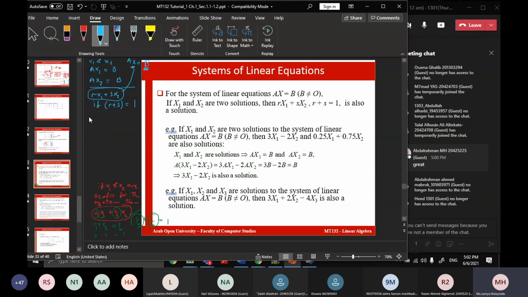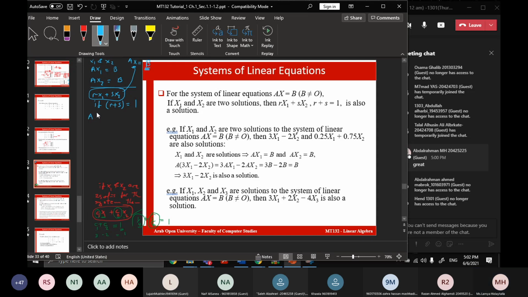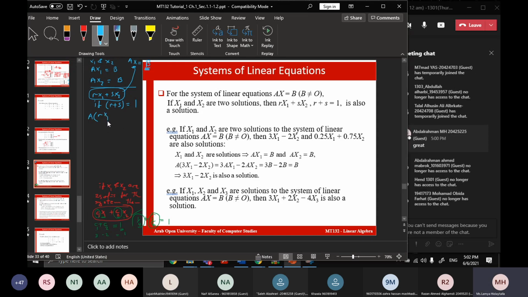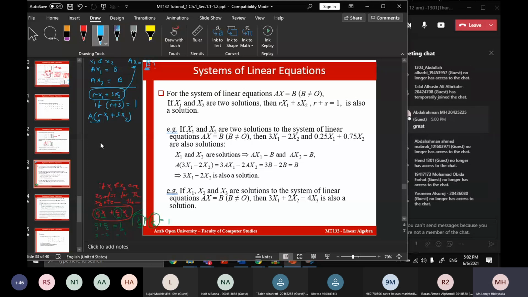What we will have? We will have A times r x1 plus s x2. We want to test, is it equal to b or no? From the properties of the matrices, we can multiply this with this, and then this one with that one.